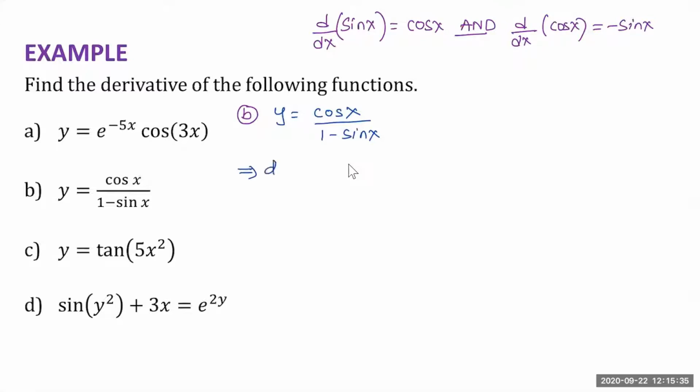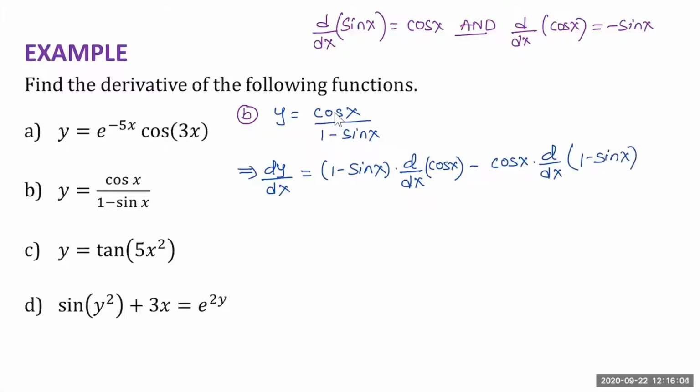So the derivative of y with respect to x is equal to, if we use the quotient rule, the denominator, which is 1 minus sine x, multiplied by the derivative with respect to x of the numerator. In the numerator, we have cosine x, minus the numerator, which is cosine x, times the derivative with respect to x of the denominator, which is 1 minus sine x, all divided by the square of the denominator. So 1 minus sine x is the denominator, squared. So we use the quotient rule in the first step.